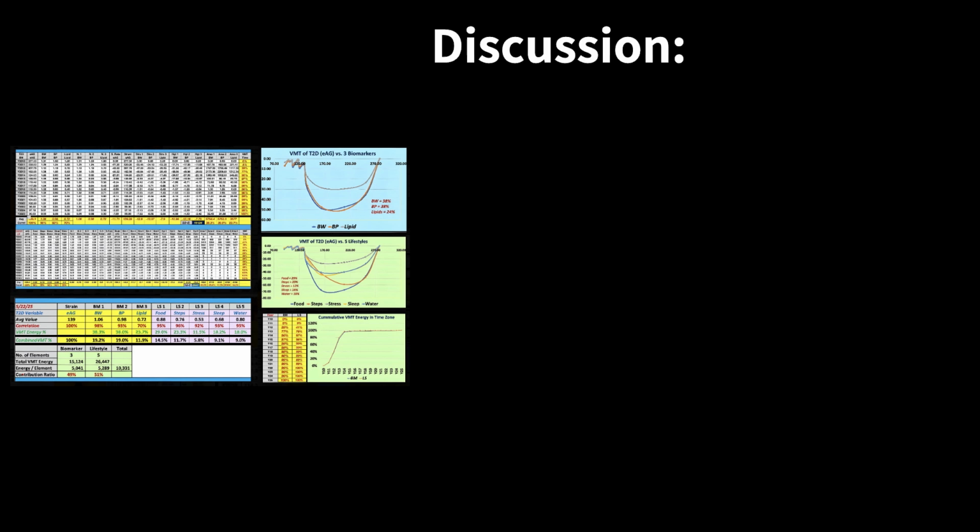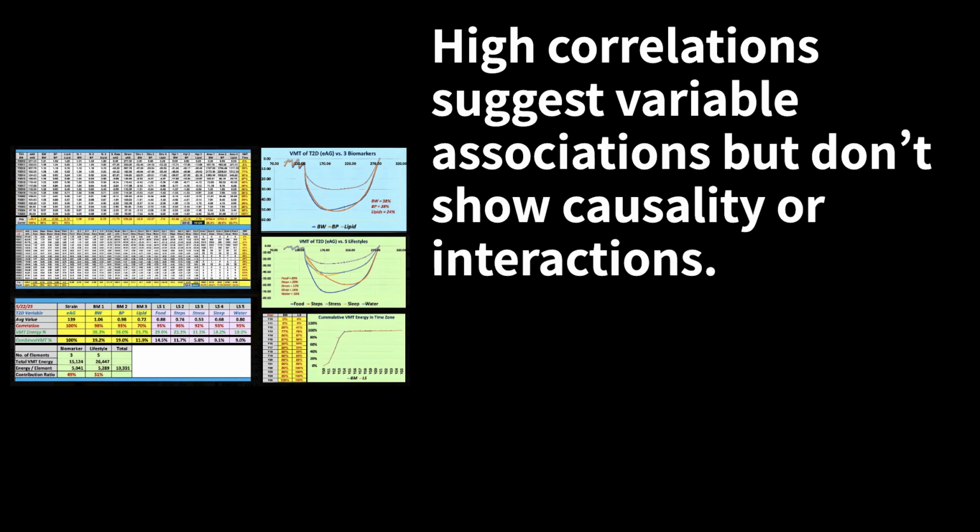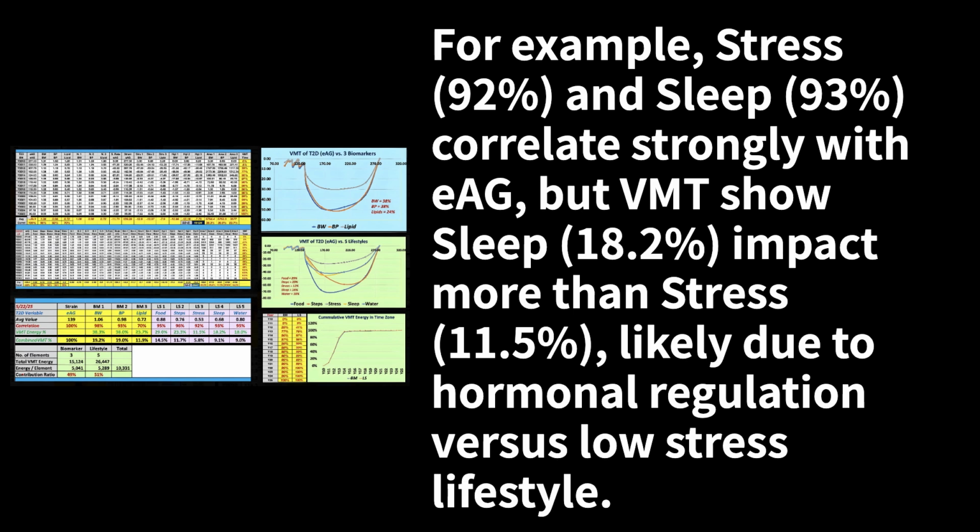recovery. Discussion. Statistical correlation: informative but shallow. High correlations suggest variable associations, but don't show causality or interactions. For example, stress, 92%, and sleep, 93%, correlate strongly with EAG, but VMT shows sleep, 18.2%, has more impact than stress, 11.5%, likely due to hormonal regulation versus a low stress lifestyle.